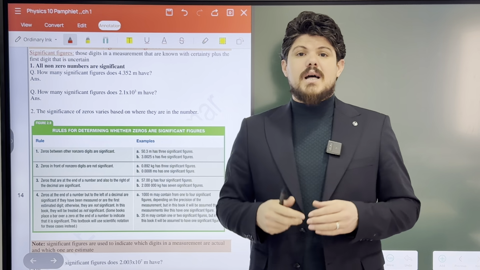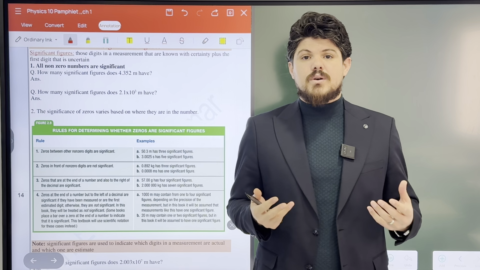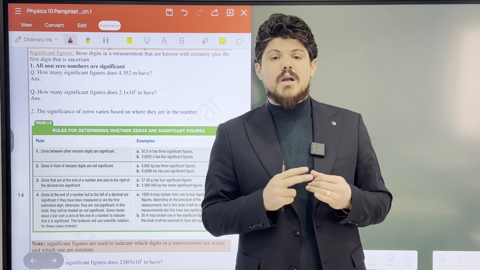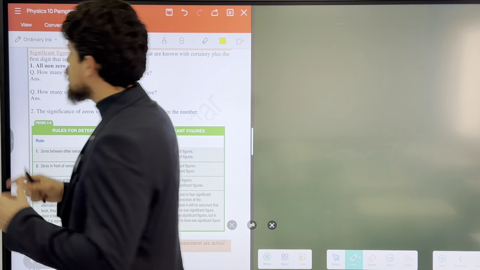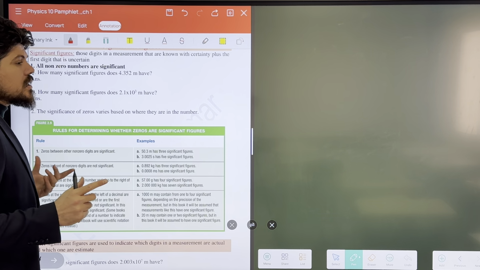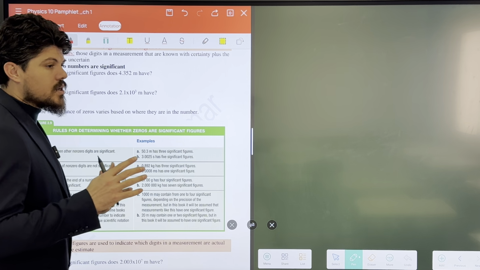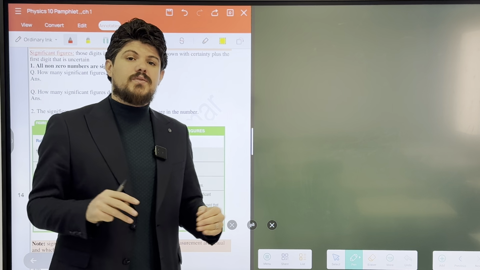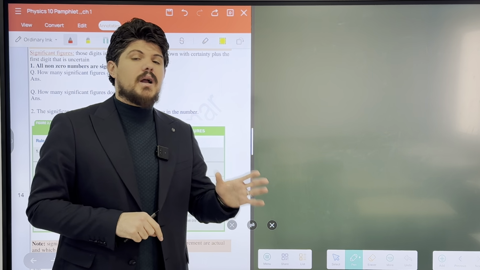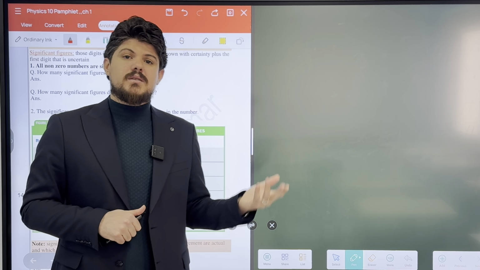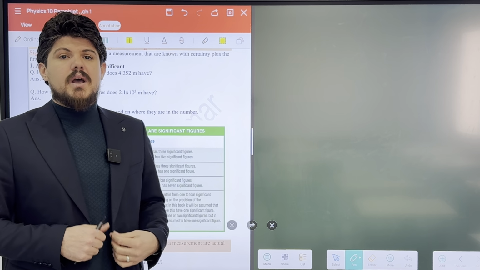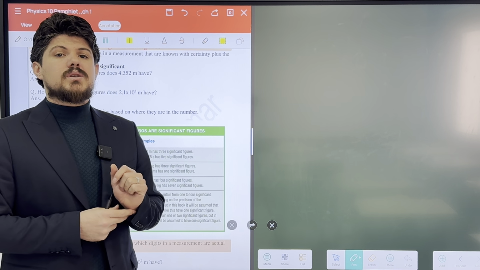Non-zero numbers means the integer numbers without zero, like 1 until infinity. Non-zero means that it is not zero. All these numbers are significant figures? Yes. All non-zero numbers are significant figures, no matter whether the number is located behind the decimal or in front of the decimal. It doesn't matter, all non-zero numbers are significant.